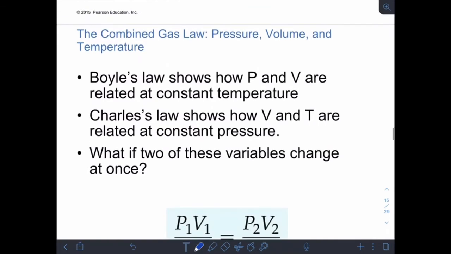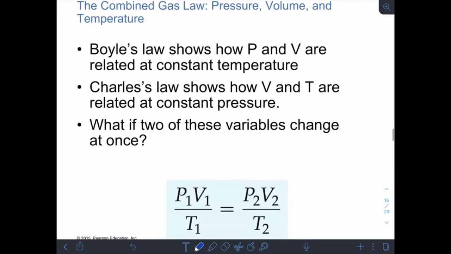So when there are more than two things changing, with Boyle's law, we have pressure and volume. Charles' law, we have volume, temperature. So two things each. But what if there are more than two things changing in a particular equation? We can actually combine Boyle's and Charles' laws into what we call the combined gas law. So P1V1 equals P2V2, there's Boyle's law, and then V1 over T1 equals V2 over T2, there's Charles' law.